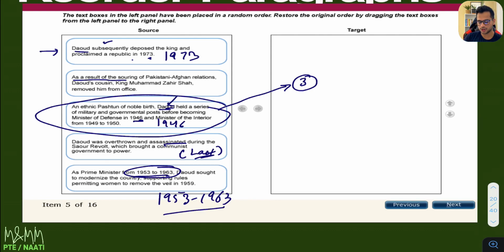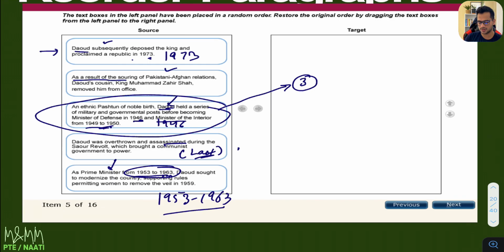So, an ethnic Pashtun of noble birth, Daud held a series of military and governmental posts before becoming Minister of Defense in 1946 and the Minister of the Interior from 19. So he became Minister of this and Minister of that. That's fine. This one can't be. Afterwards, as a result of the souring of Pakistani-Afghan relations, have they mentioned that anywhere? They did not mention. Then, as a Prime Minister from 19. So as you can see, they said Minister of the Interior from this to this.